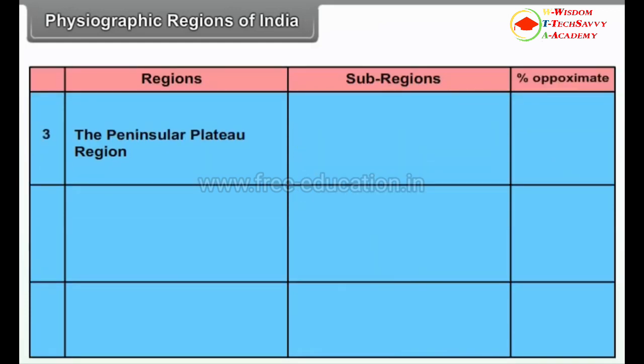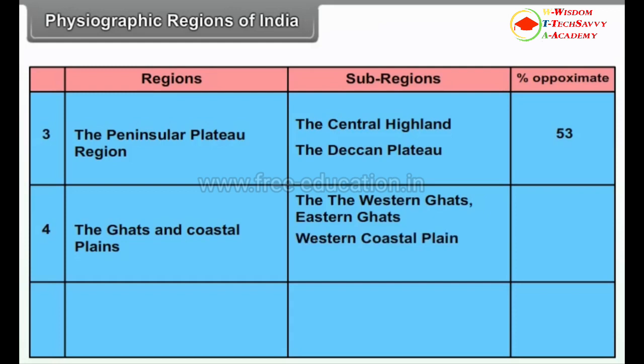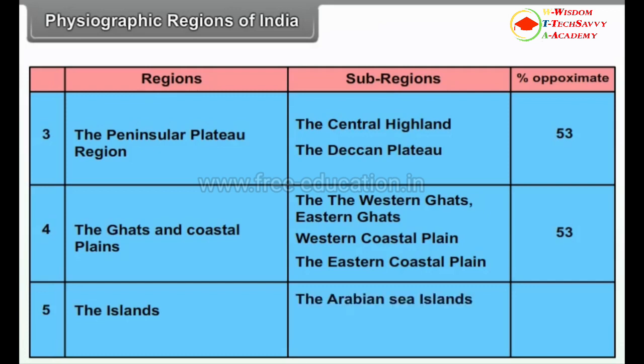The Peninsular Plateau Region: the Central Highland, the Deccan Plateau, 53%. The Ghats and Coastal Plains: the Western Ghats, Eastern Ghats, Western Coastal Plain, the Eastern Coastal Plain, 53%. The islands: the Arabian Sea Islands, Bay of Bengal Islands, 53%.